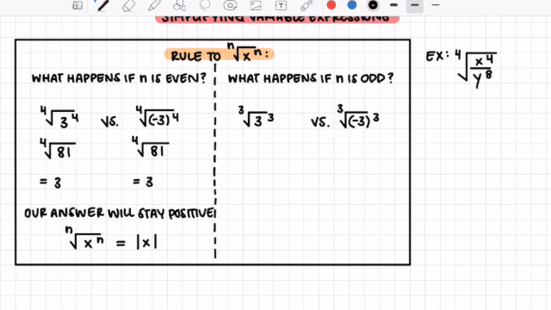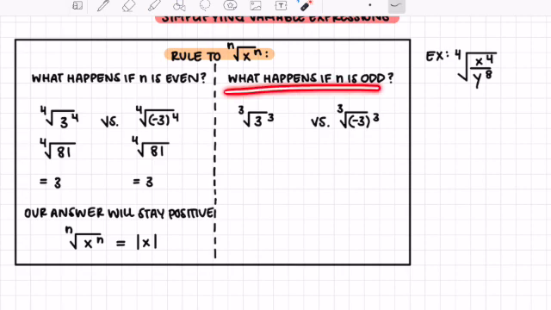Because no matter what, whatever your x value was, which is, for example, over here our 3 or our negative 3, our answer is always going to end up being positive. And so we always have to make sure to write down the absolute value of x in any case where maybe we're not given numbers, we're just given variables. So this helps us make sure that our answer stays positive in the end.